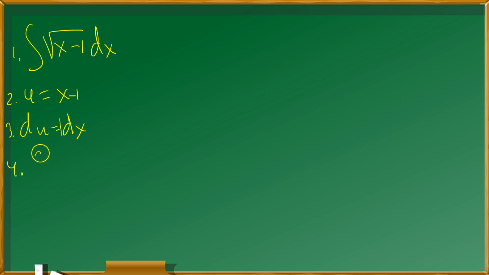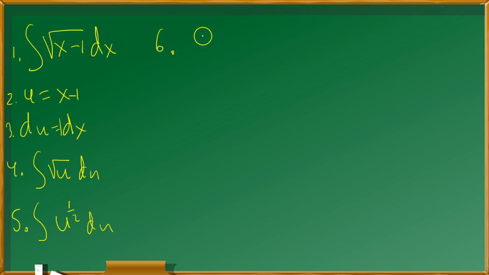Step number 4, therefore, will be this. Then you put the root of u, because you're replacing x minus 1 with u. And then the dx is replaced with a du. Then the next stage is to rewrite this, so that becomes u to the 1/2. That's the exponential version of the root symbol. That's step number 6. You apply the power rule, so you're going to have this.